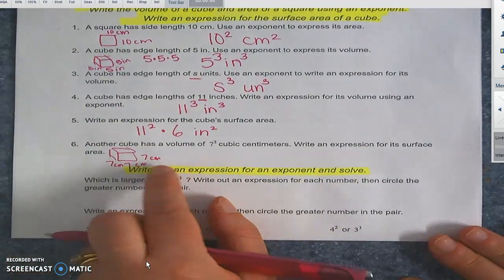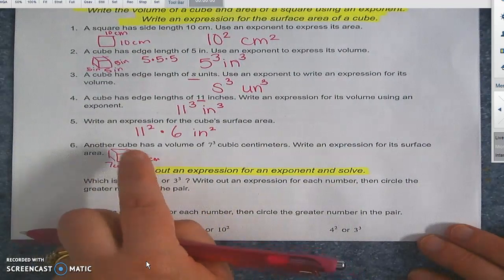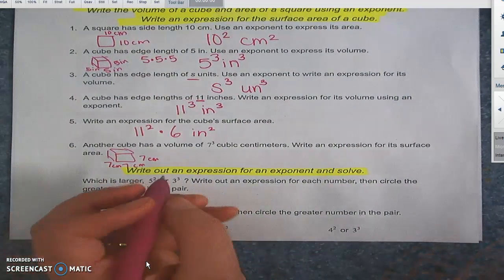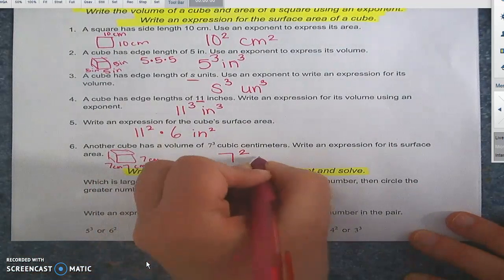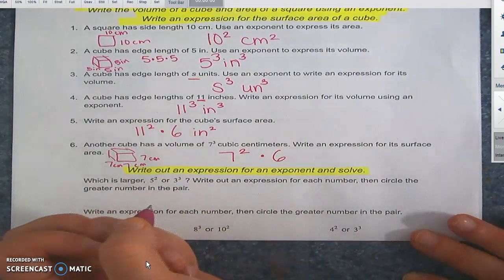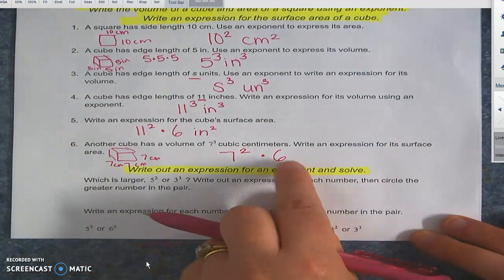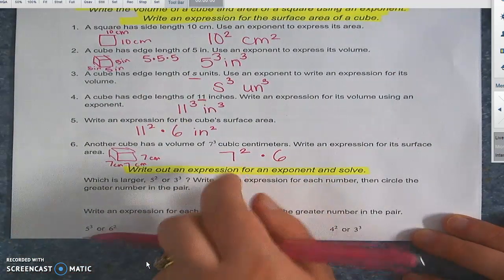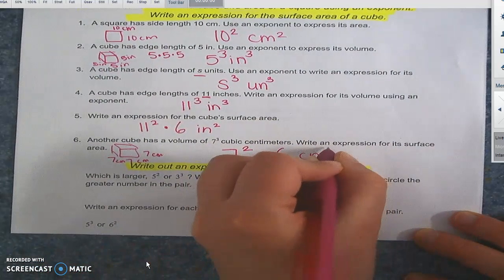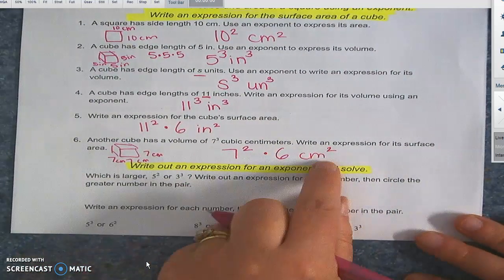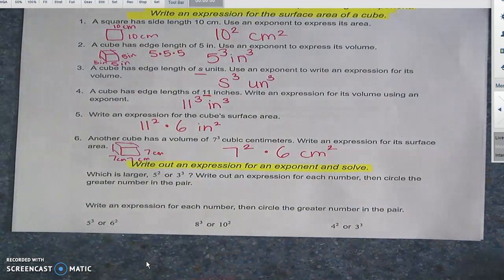So that means that its side length, or its edge length, is all 7. So its surface area is going to be 7 squared times 6, because I have 6 squares. They all have an area of 7 squared. And I'm going to throw a label on there. I almost wrote cm³. Whoops, I almost messed up.